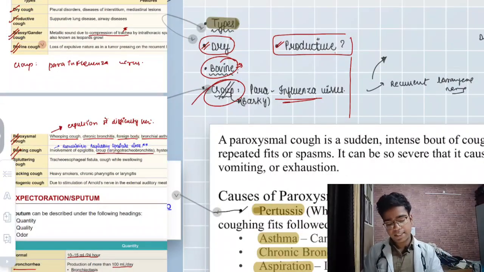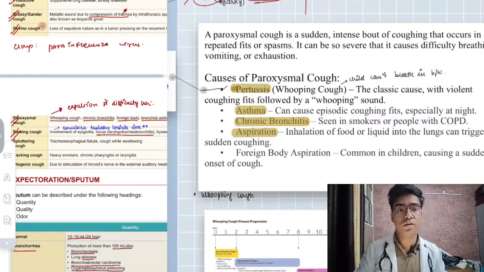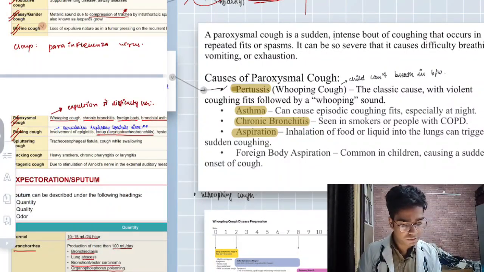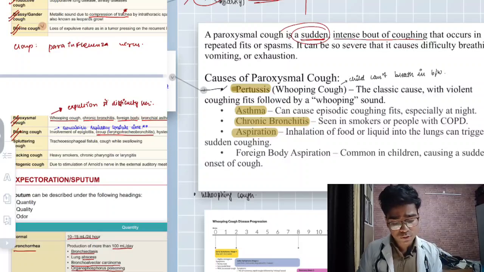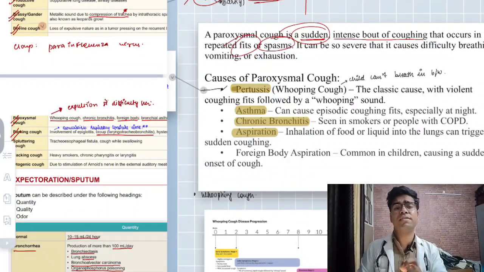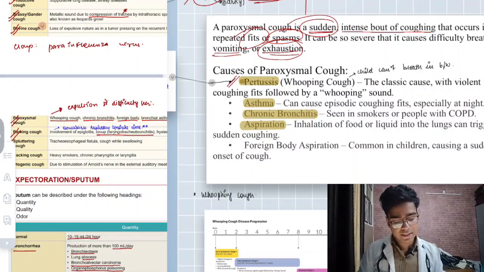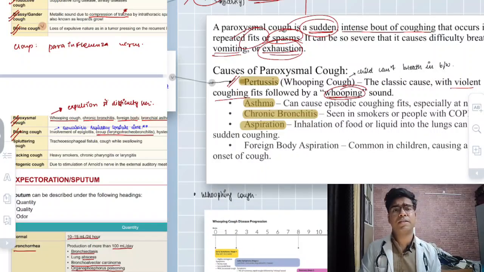Now there is one more modality that is known as paroxysmal cough. So what is paroxysmal cough? It's a sudden, intense bout of coughing, and in between there is going to be spasm. It is so severe that the patient can have difficulty in breathing, and can also have vomiting and exhaustion. The reason for paroxysmal cough can be pertussis. Pertussis, as we all know, is also known as whooping cough, and there is going to be violent coughing followed by a whoop. It especially occurs in children.